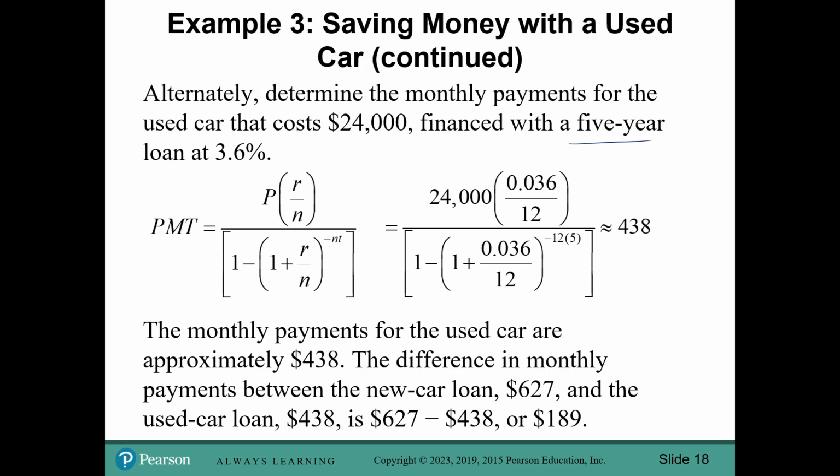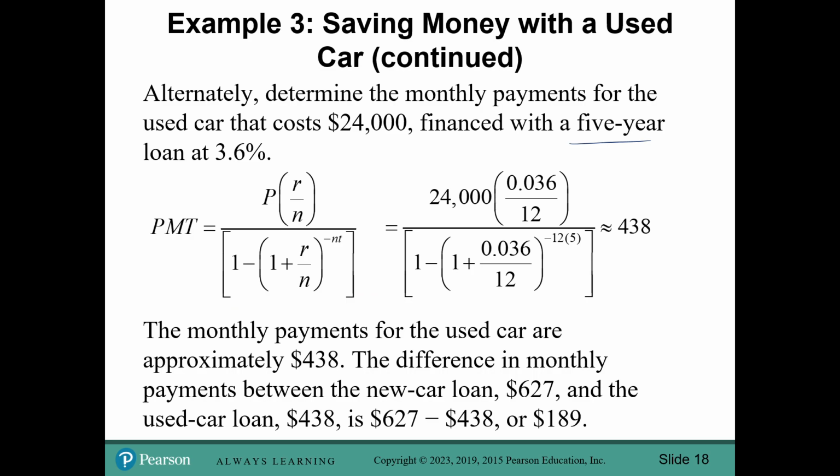Now, before I continue, something to think about here, and I'll just mention this briefly. One, you have to think about your financial situation, obviously. So if you can't afford the $627 per month, that automatically eliminates that option. And maybe you can afford the $438 a month payment, and that makes that more viable.